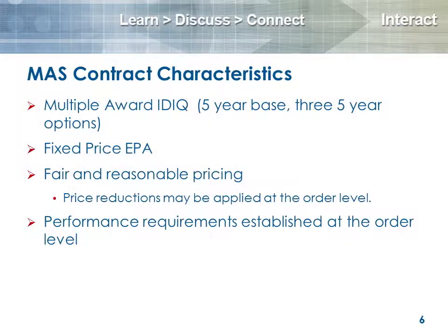We call it the GSA Schedules Program. We call it the Multiple Award Schedules Program. We use the acronym MAS. I've even heard some people call it GSA numbers. I kind of wonder about that at times. The FAR refers to it frequently as the Federal Supply Schedules Program. So it goes by different names, but there really is only one program.